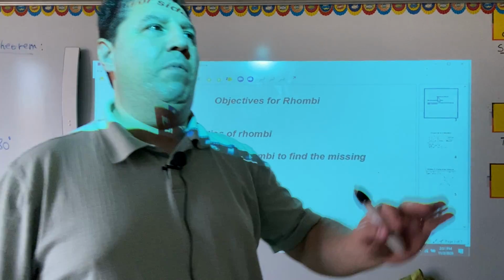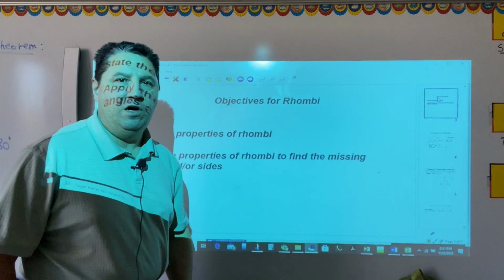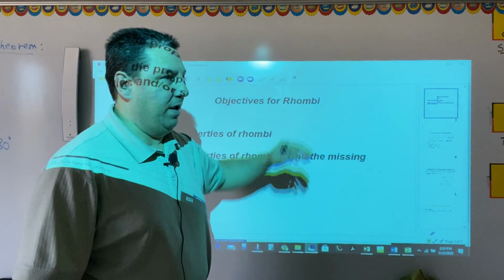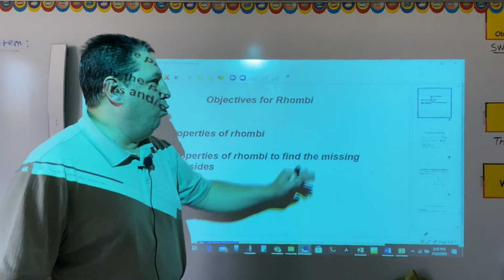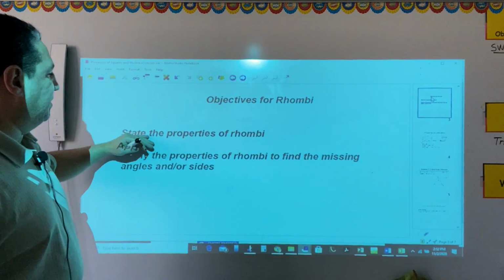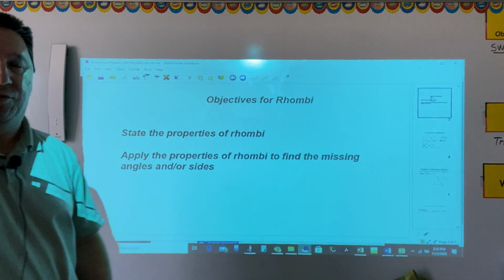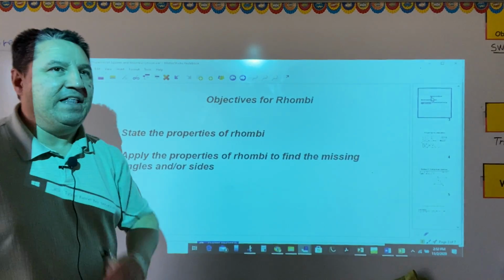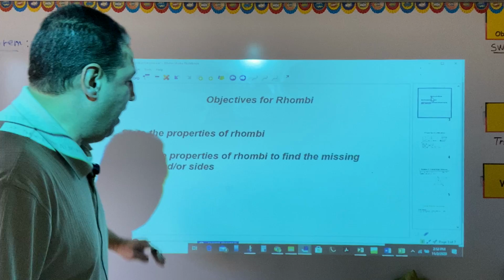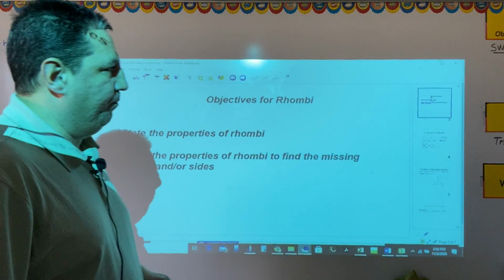Today we'll talk about properties of rhombus or rhombi. Rhombi is the plural form of rhombus. We have a few objectives. First, we state the properties of rhombi, and apply the properties of rhombi to find the missing angles and/or sides.